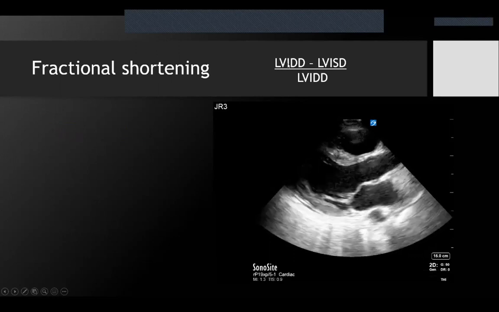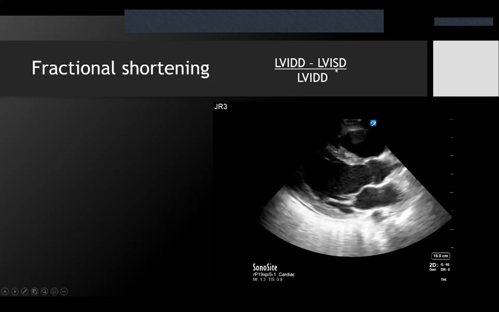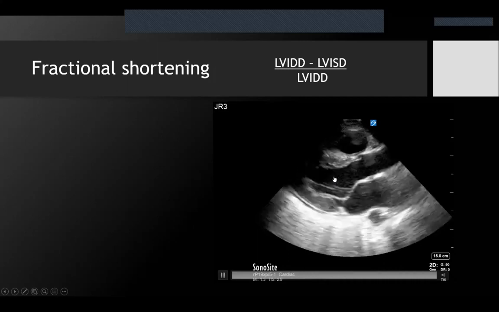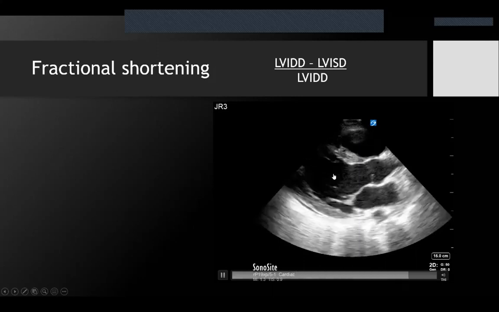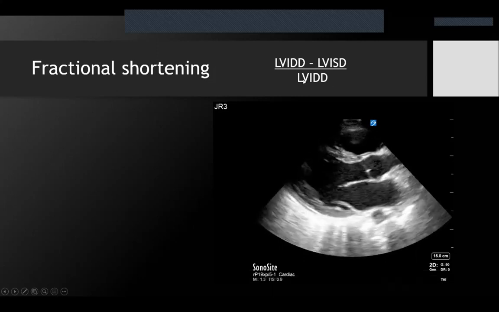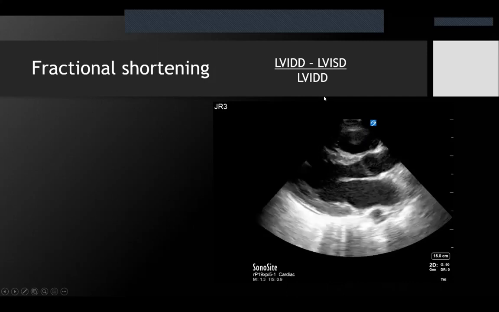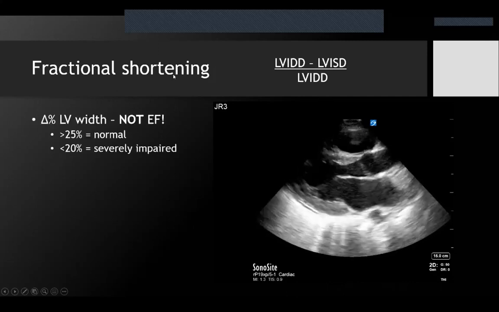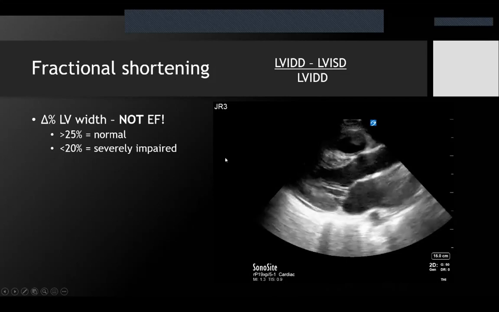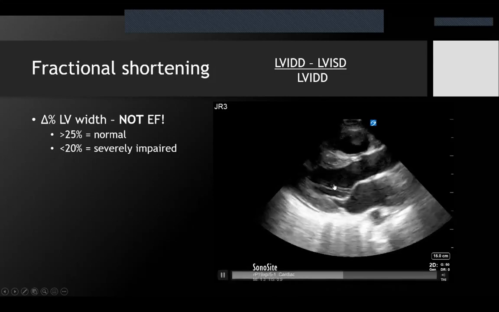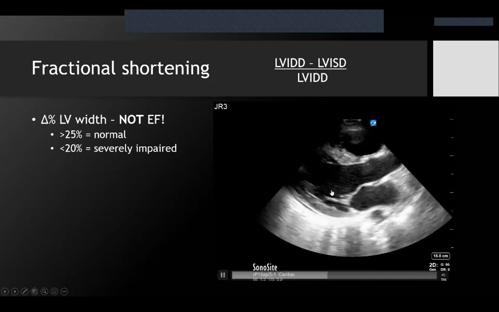And so the equation here is left ventricular internal diastolic diameter minus end systolic diameter. So you're going to be measuring how wide this internal chamber is during diastole, how much less wide it is during systole, and that fraction over the larger dimension is the fractional shortening. So you're getting a percent change in the internal LV width. And you'll get a percent, but that's not ejection fraction.